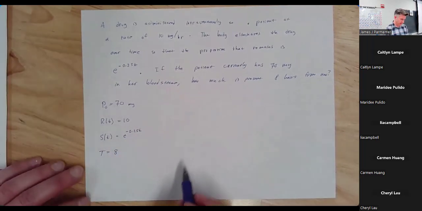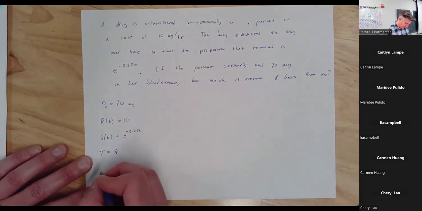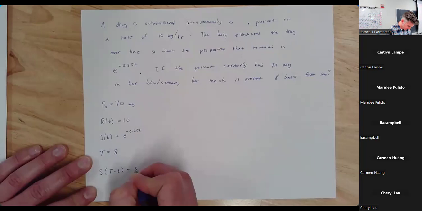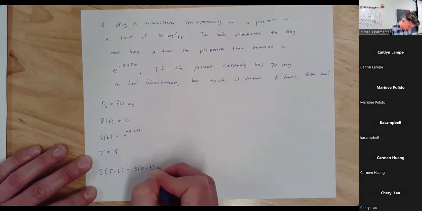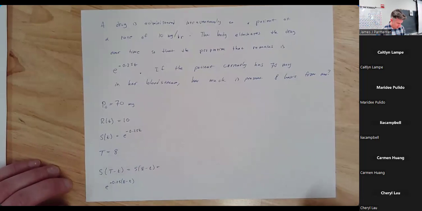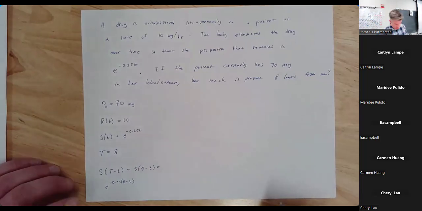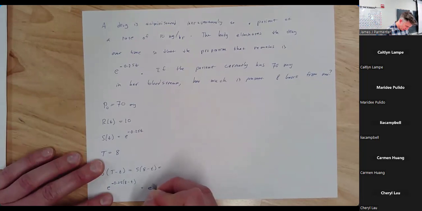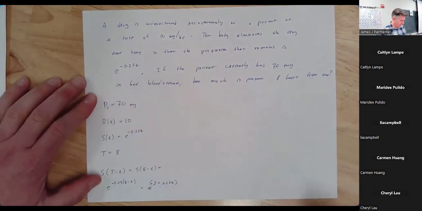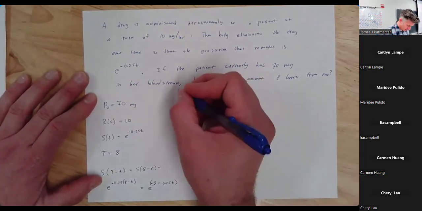Since I've already got this here, I would probably take the moment just to write down that S of capital T minus little t is S of 8 minus little t, which is going to be e to the negative 0.25 times 8 minus little t. And 8 times 0.25 is 2. So you can really write this as e to the negative 2 plus 0.25 t, if you wanted to. All right, so now that we've got all the things, we're just gonna set up the formula.